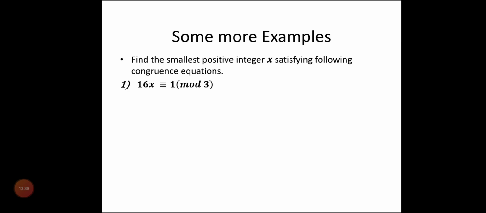Now consider some more examples. Find the smallest positive integer x satisfying the following congruence equation. The congruence equation is 16x congruent to 1 modulo 3. Students, here it is a little bit different type of equation.